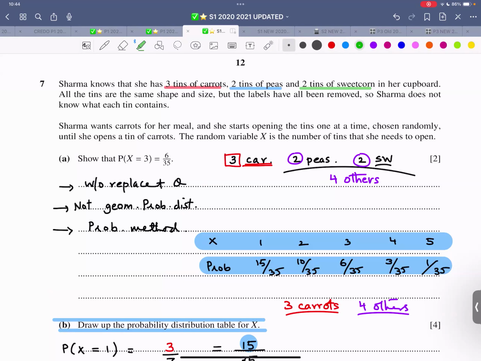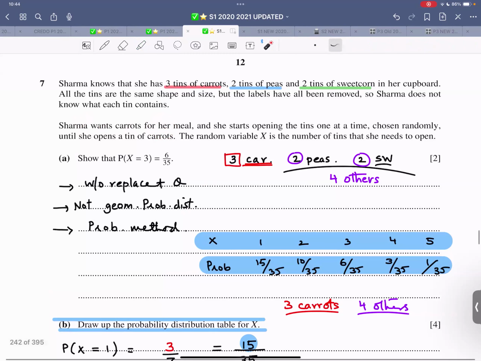Sharma is all confused. So now it says Sharma wants carrots for her meal. Sharma is a female. She wants carrots for her meal. And she starts opening the tins one at a time chosen randomly until she opens a tin of carrots. The random variable X is the number of tins she needs to open. 3 carrots, 2 peas, 2 sweet corn.